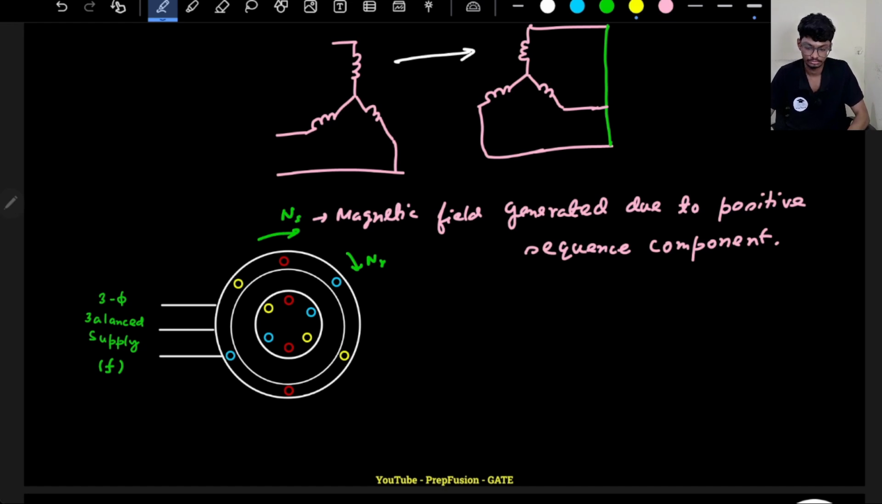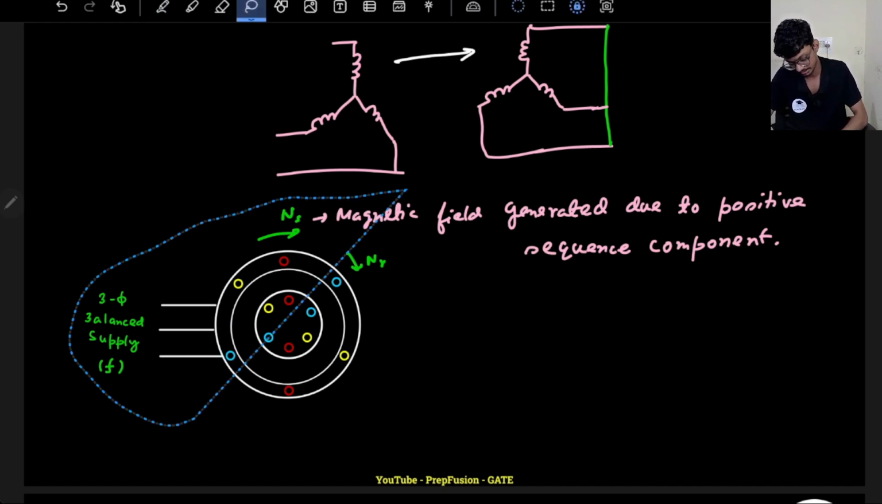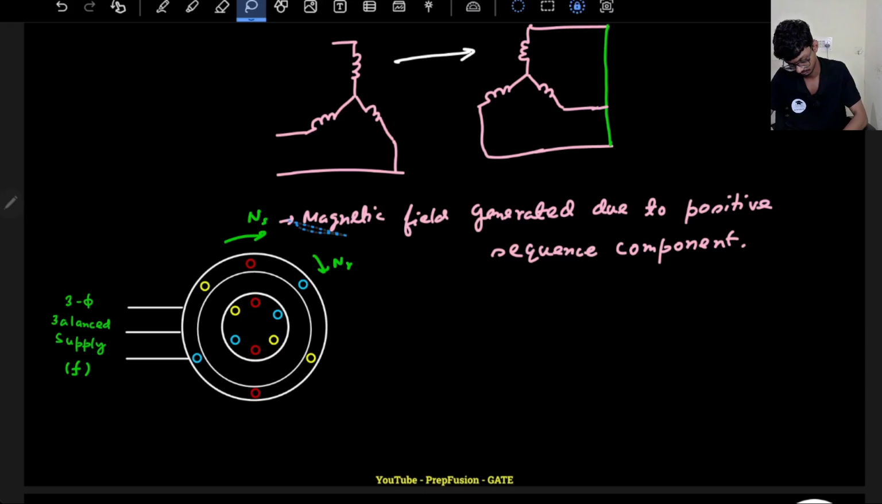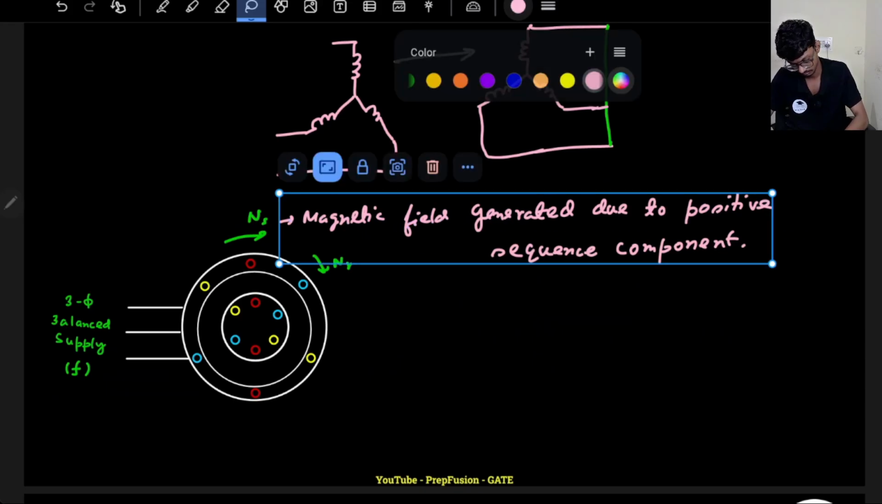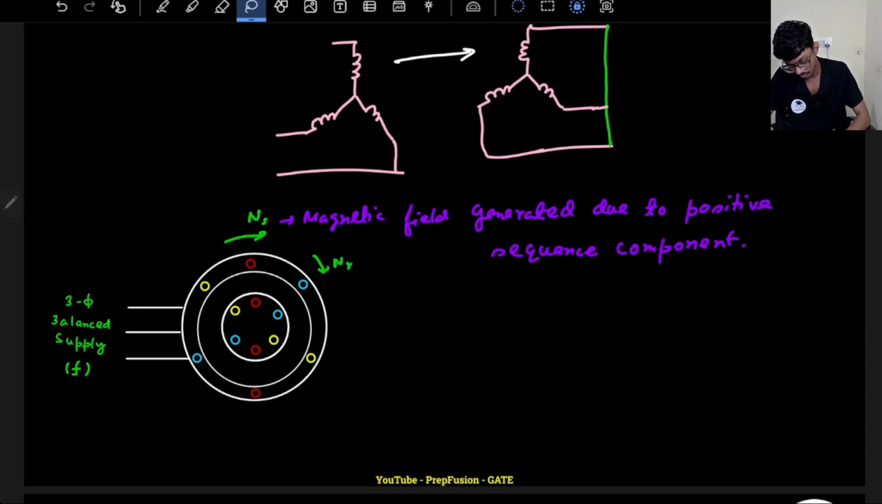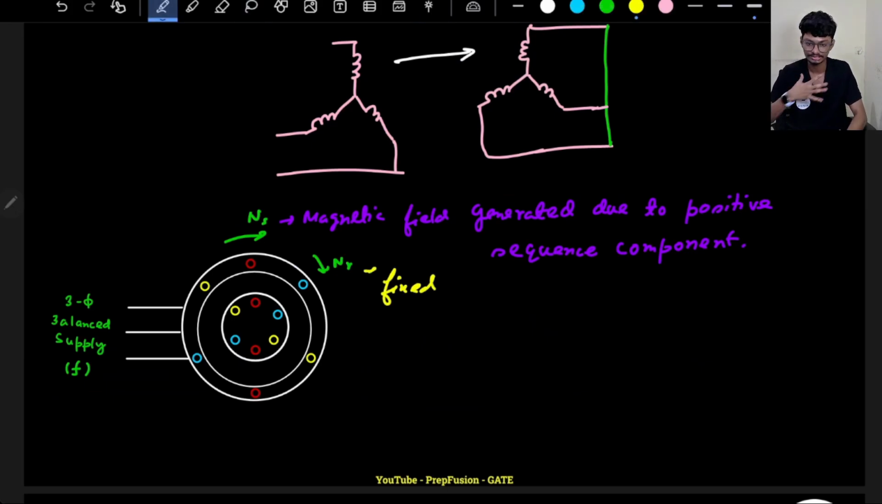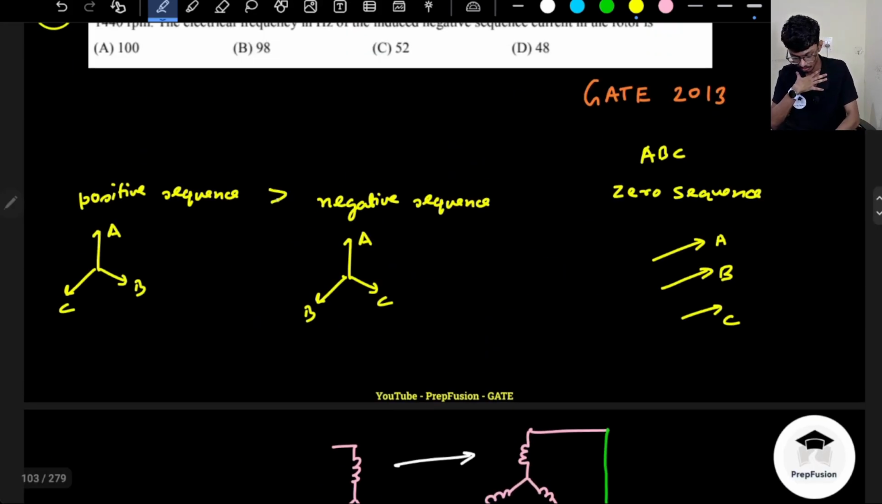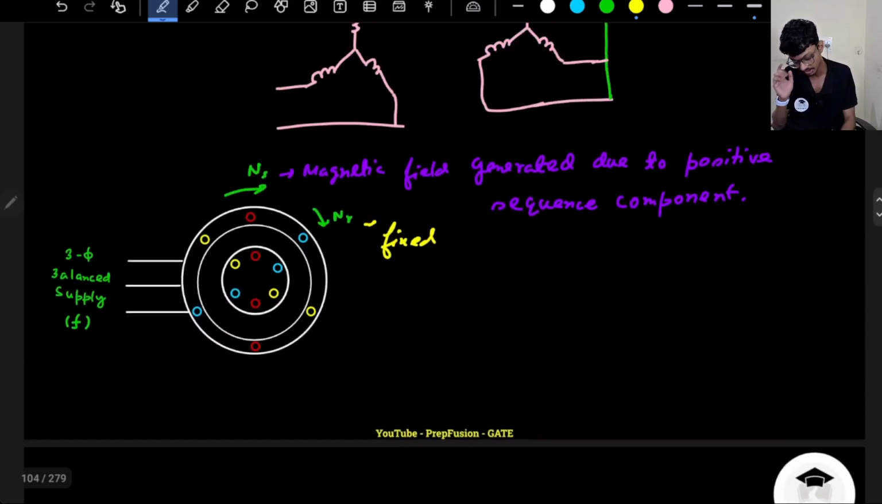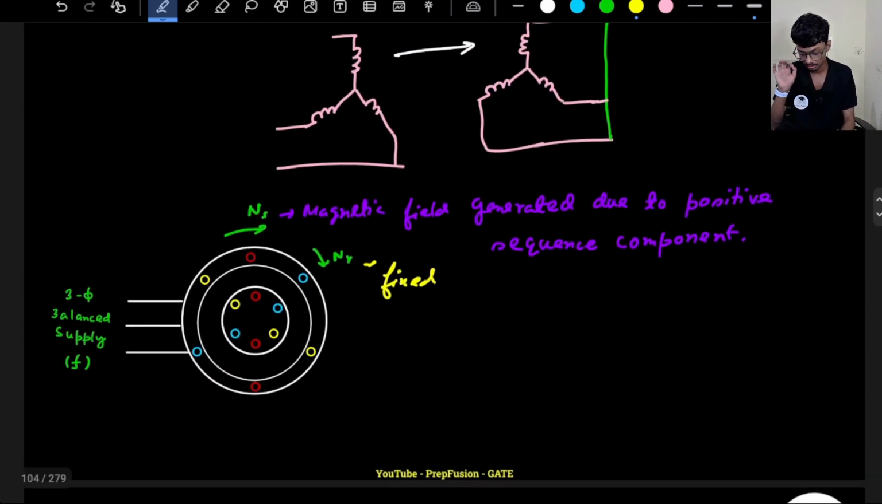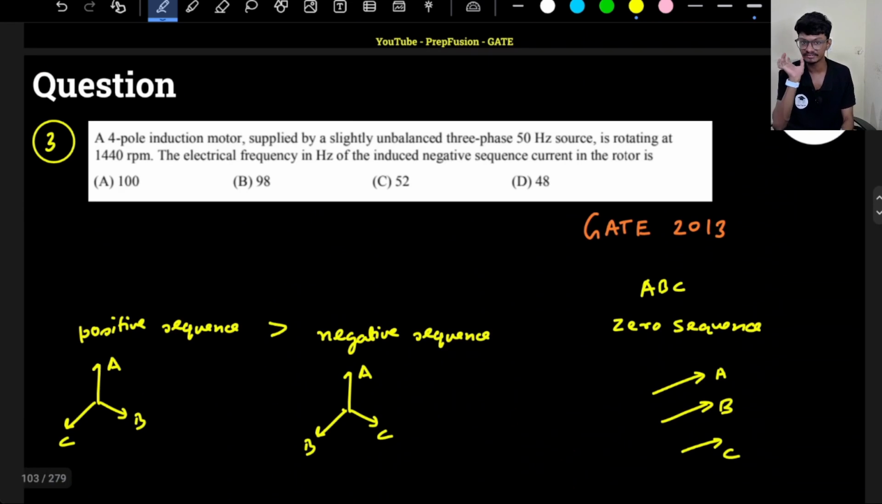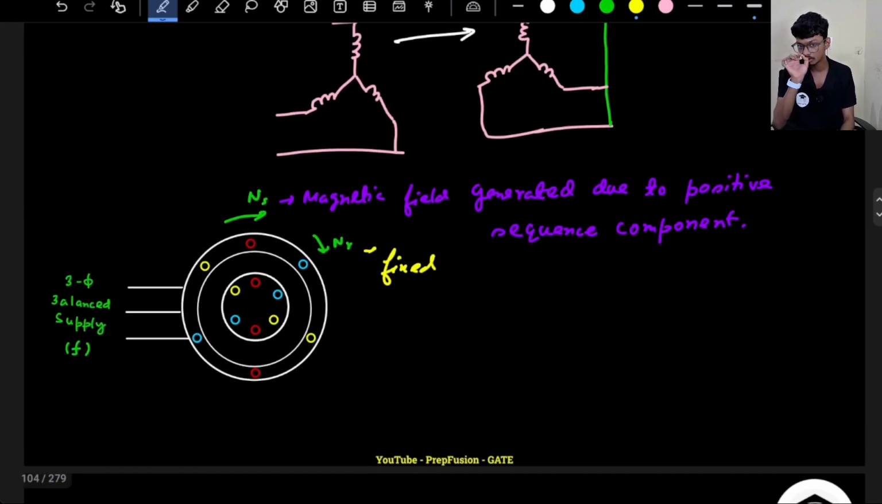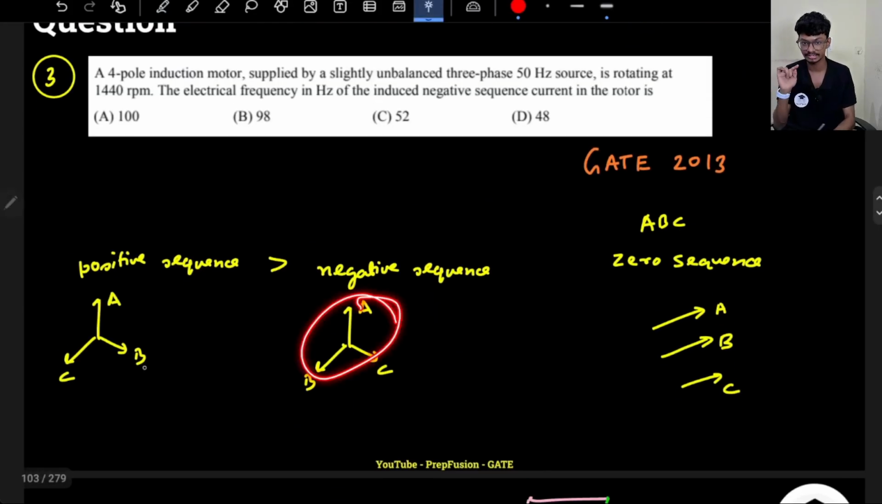So the rotor also will rotate in the same direction only. So this is fixed. The overall assumption is that the positive sequence component will dominate the negative sequence component. So the rotor will still rotate in the same direction, but they are asking me what is the EMF induced due to the negative sequence. So what is the direction of the negative sequence rotating magnetic field? It is also rotating, but in the opposite direction to the positive sequence.